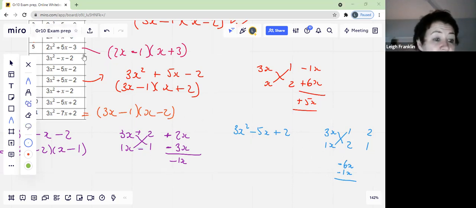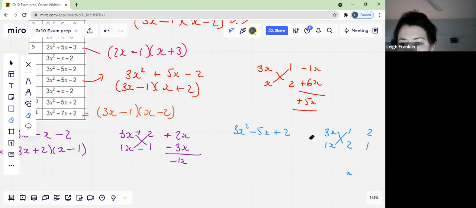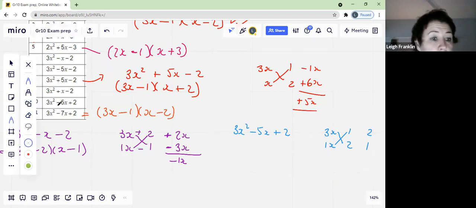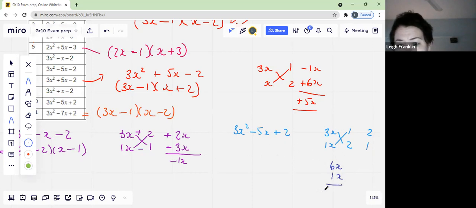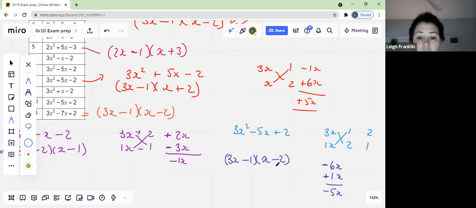And this is the tricky part. This is really what makes it so challenging, okay? So here, this first one is not going to work. It's not going to work because we would end up with 6x and 1x. We want minus 5. The only way we can get minus 5 is from minus 6 and plus 1. But if we were to use 3x minus 1 and x minus 2, we would end up with the incorrect middle term.